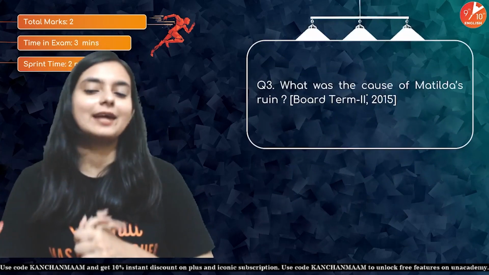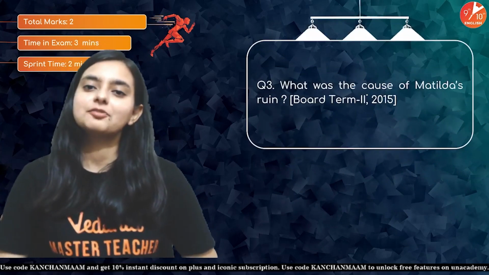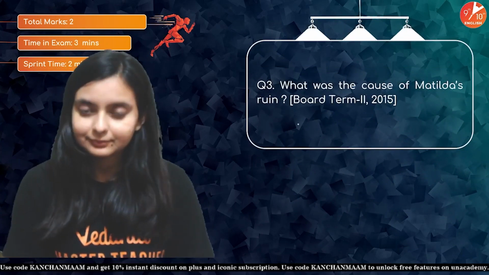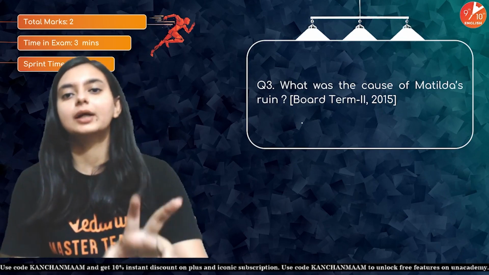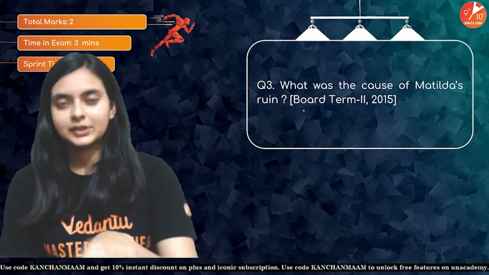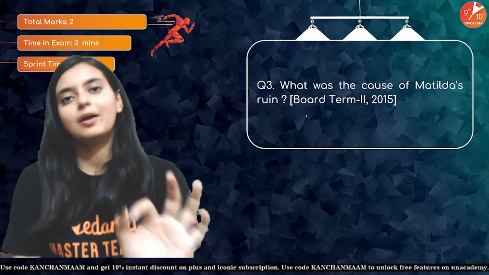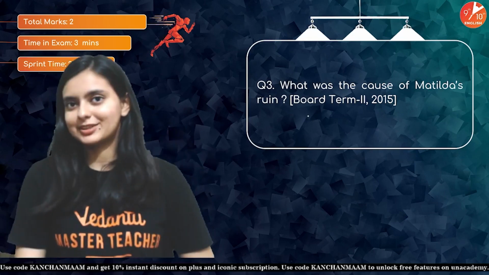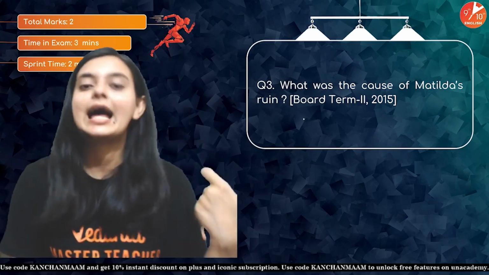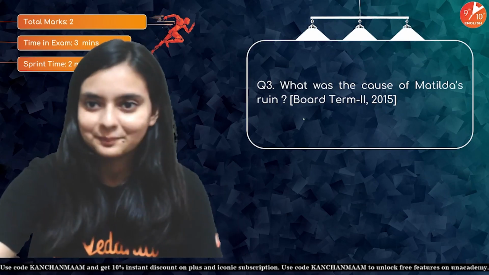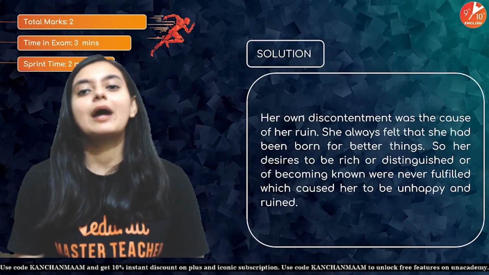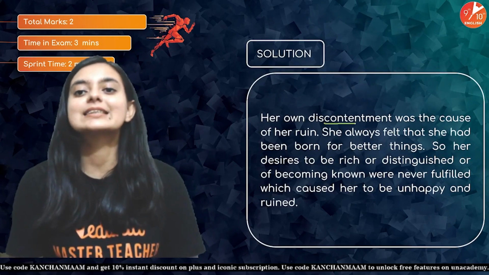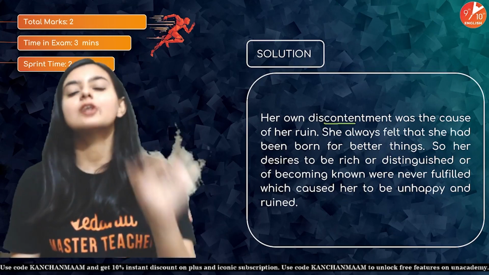The next question that we have is, what was the cause of Matilda's ruin? So if you have an option between the first question and this question, I think you have now understood which question to attempt. Of course, the first one, it is much more scoring and direct. So here, of course, you have to talk about Matilda's discontentment, which was the cause of her ruin.